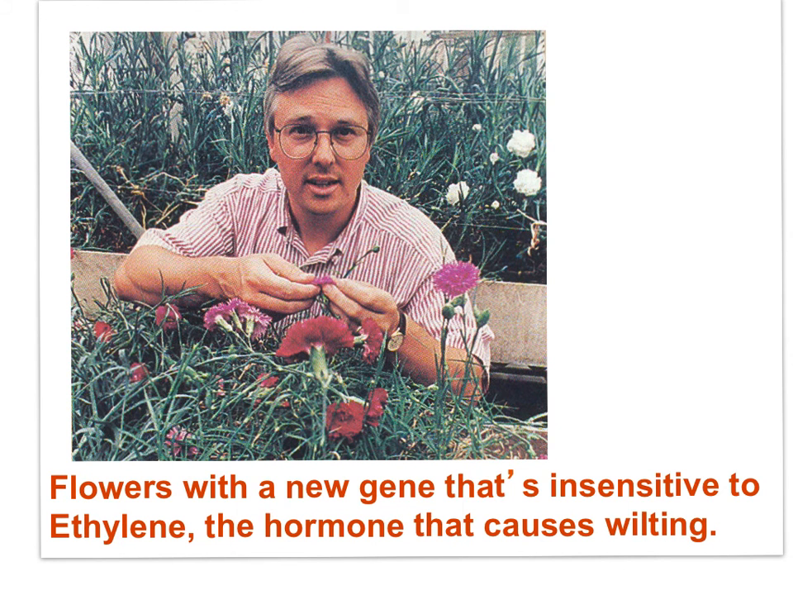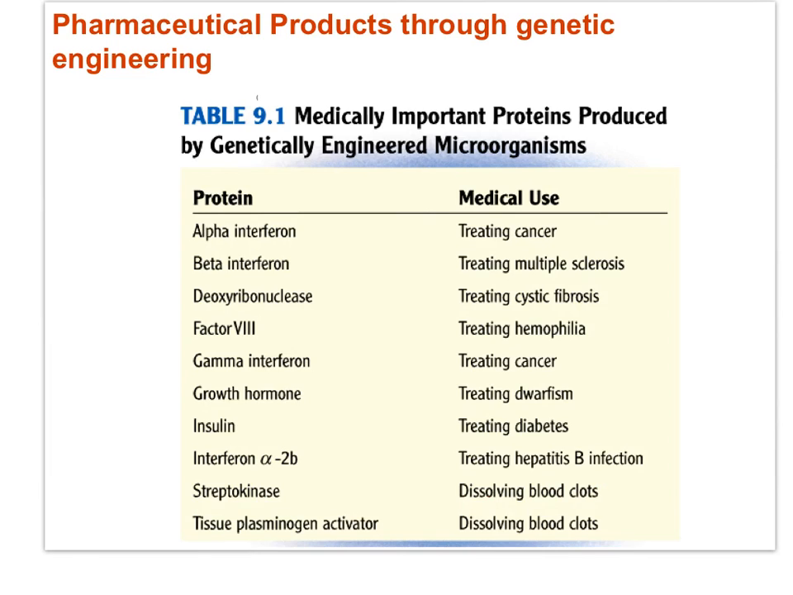In this example, we have transgenic flowers. Flowers that have an inserted gene, a gene that allows the flower to be insensitive to a plant hormone known as ethylene. By being insensitive to ethylene, the plant does not wilt. Here's a table of medically important proteins produced by genetically modified bacteria. We have factor VIII, which is for treating hemophilia. It's a blood clotting protein. We have growth hormone, and we have insulin.